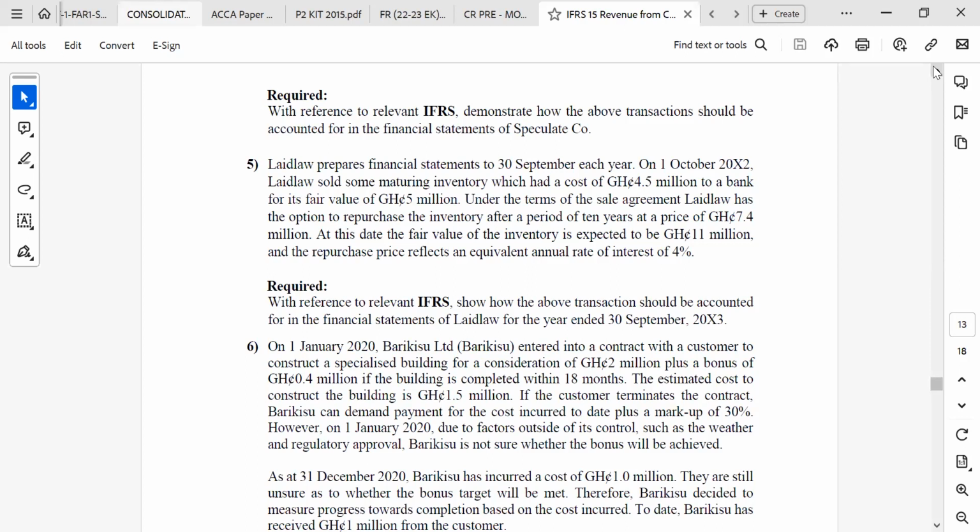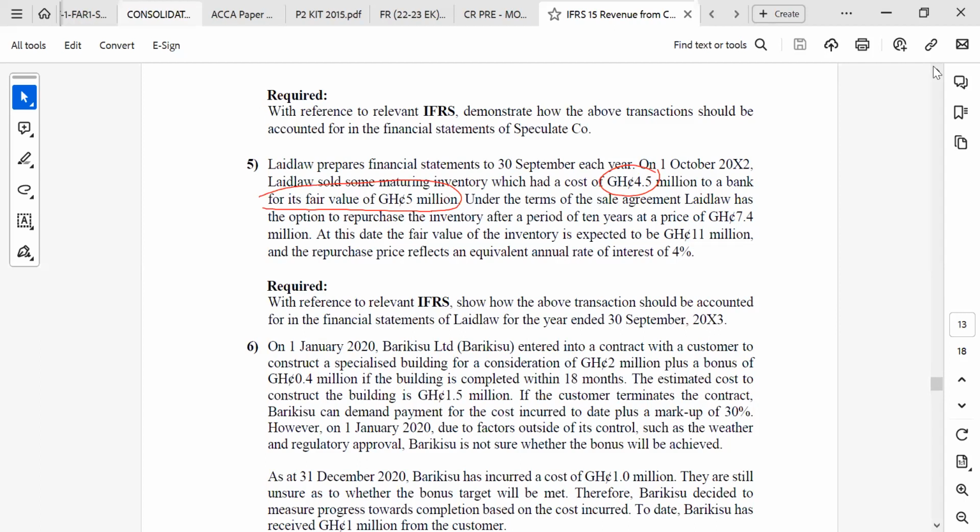They are selling to a bank, isn't it? Yes. So what do we do? This is not a sale, isn't it? They are going to be treating the amount as what? As a loan. How much are they receiving from the bank? The cost of the asset is 4.5, and it has been sold at 5 million.